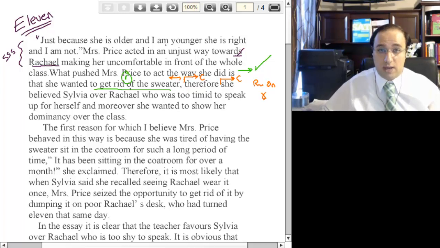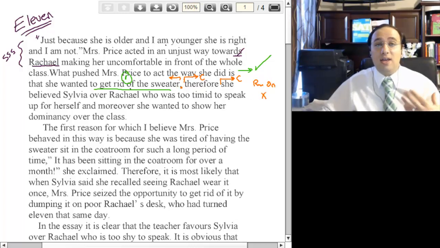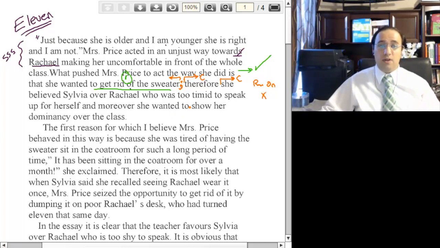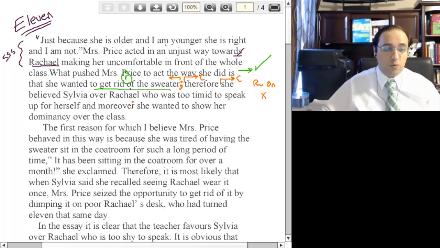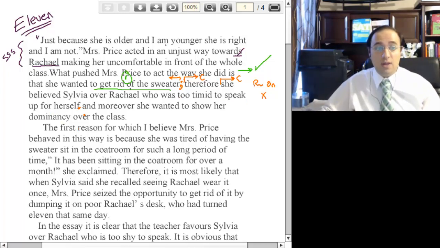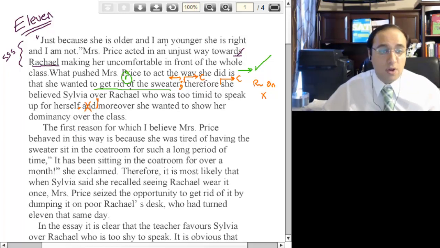It's wrong, okay? Now, to make this better, either you would put a period and start a new sentence, or you could put a semicolon right here, okay? Therefore, she believed Sylvia over Rachel, who was too timid to speak up for herself, period. Now it's getting too long, okay? Now, take away the "and" because we're starting a sentence, and begin the sentence with moreover.